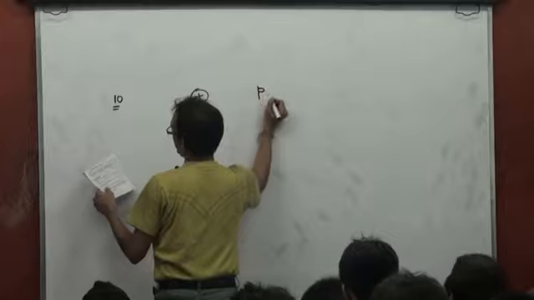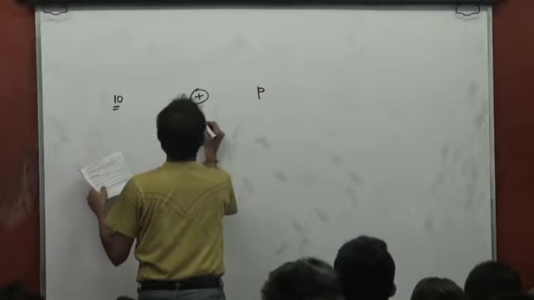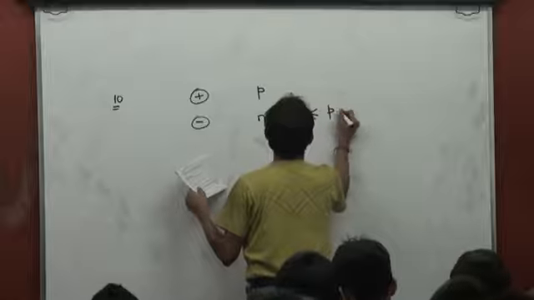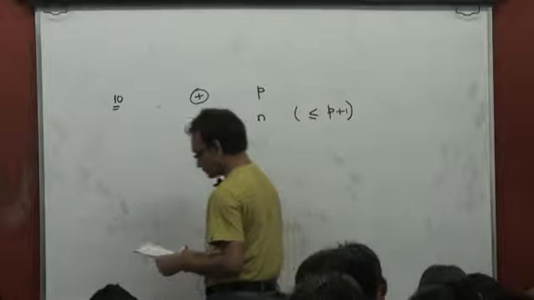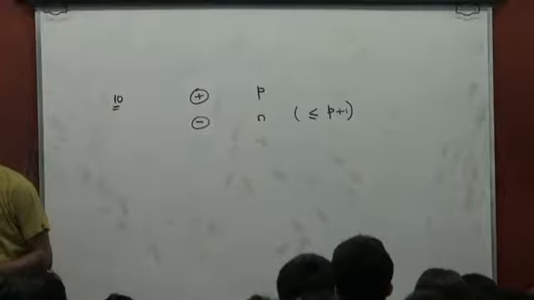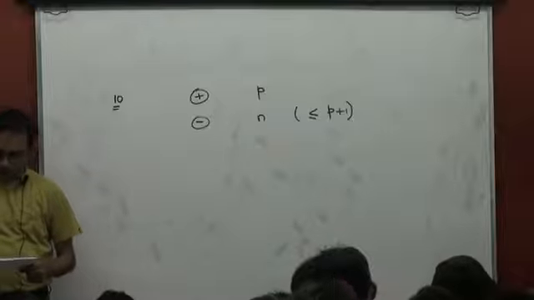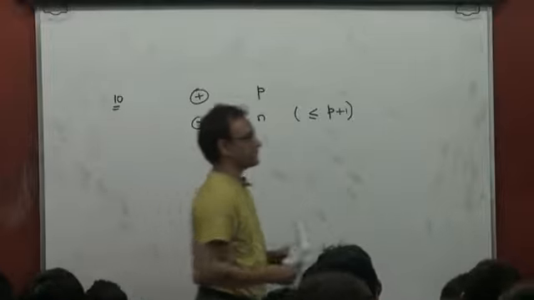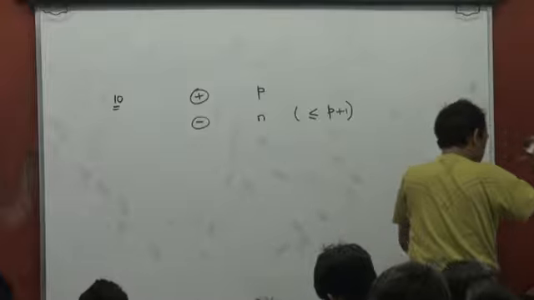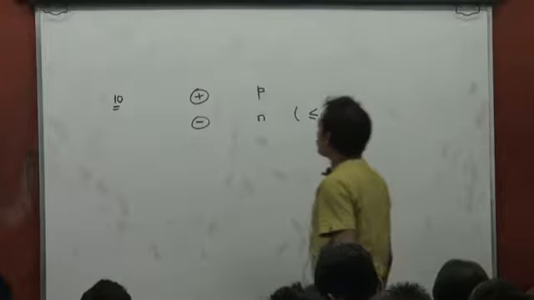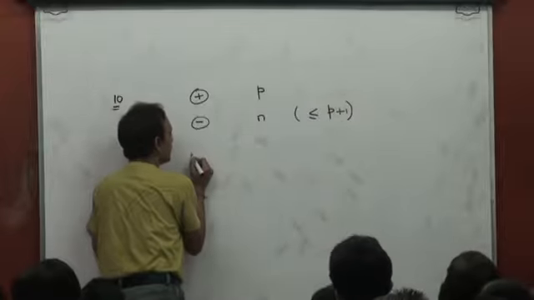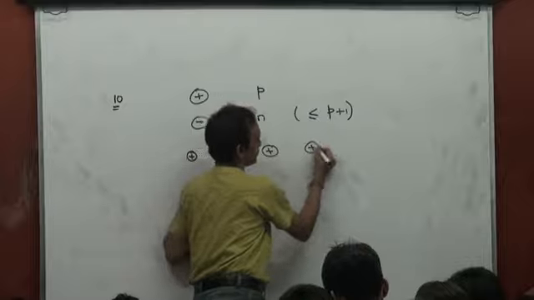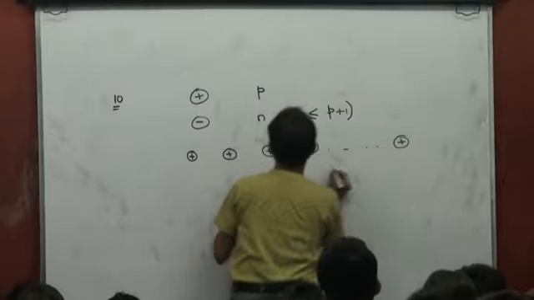There are P positive signs and N negative signs where N is less than or equal to P plus 1. And we want to arrange these positive and negative signs in a row so that no two negative signs are together. So what we do is, let me first just arrange the P positive signs.